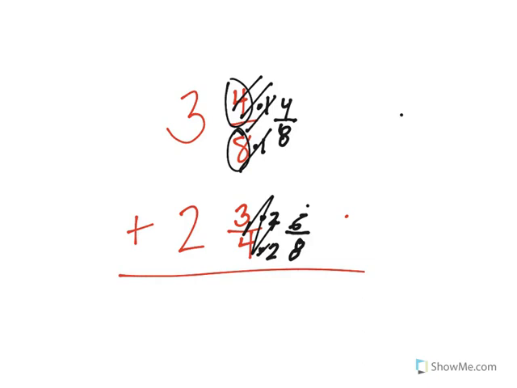And then you're adding. What happens with the denominator? It stays the same. All right. Good. And then 4 plus 6 equals 10. Good. 10 over 8.